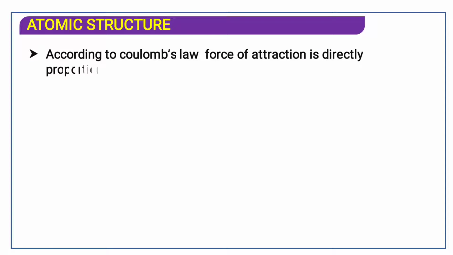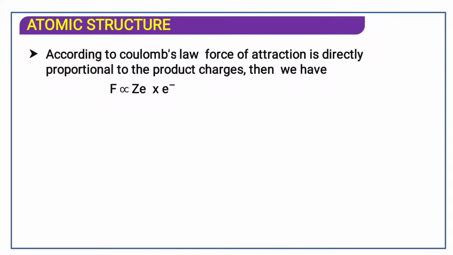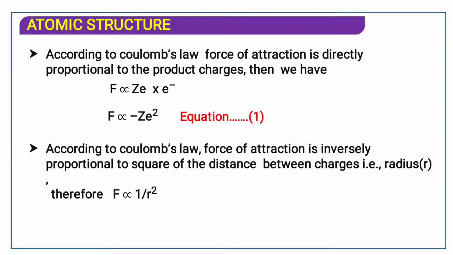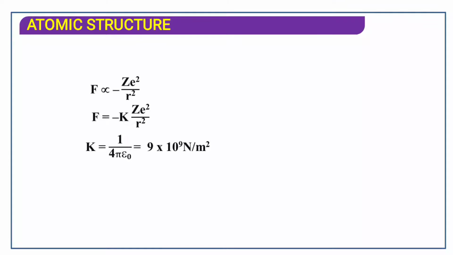According to Coulomb's law, force of attraction is directly proportional to the product of charges, that is F alpha Ze plus into electron, so that will be minus Z E square. According to Coulomb's law, force of attraction is inversely proportional to the square of the distance between them, that you have studied in the 10th standard. Force alpha 1 upon R square. When we combine, we get force directly proportional to minus Z E square upon R square.